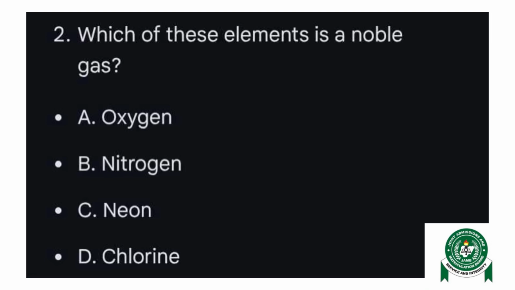It is located in group 18 of the periodic table, which is the family of noble gases. These elements are characterized, like I said earlier, by having a full octet, that is 8 valence electrons in their outermost shell, making them extremely stable and chemically inert. Other common examples of noble gases include helium, argon, krypton, and so on. So the element here that is a noble gas is option C, neon.